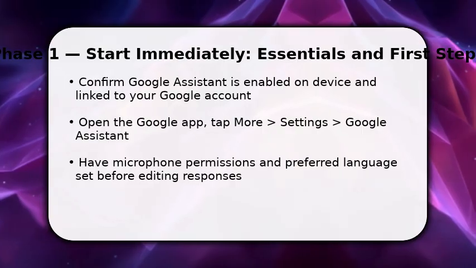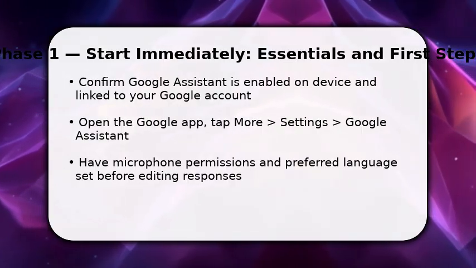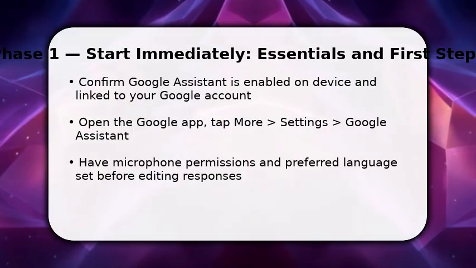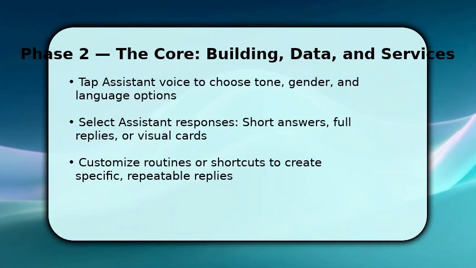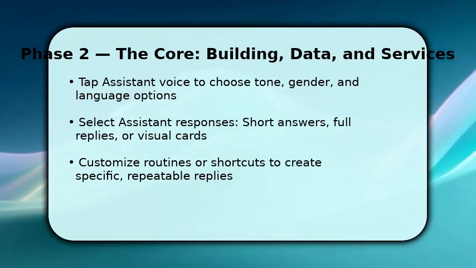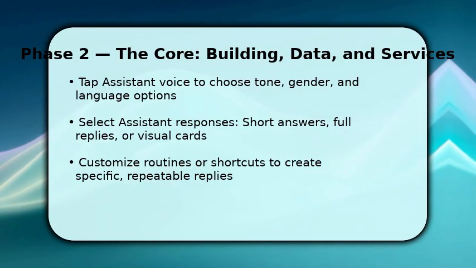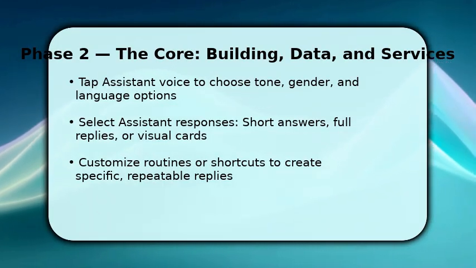This first step gets you into the control area where response style, voice, and personalization live, so you can change them purposefully. Now you focus on how the assistant speaks and what it shows. You pick a voice to set tone, then, under Assistant Responses, choose between short answers or detailed replies with visuals.